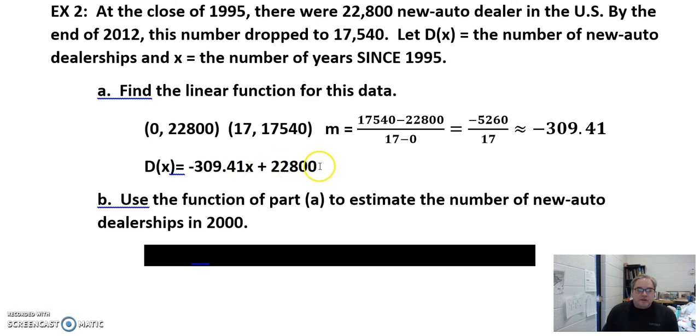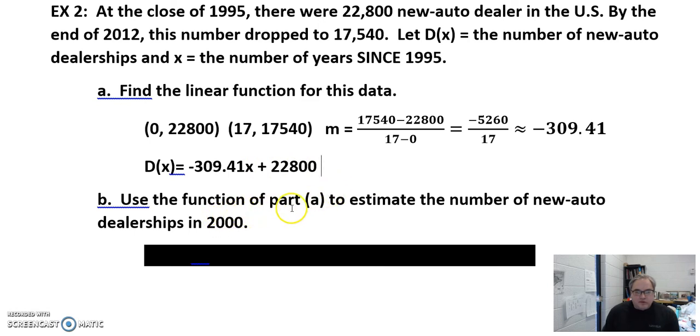D of x becomes negative 309.41x plus 22,800. So the question is, why is that 22,800? Well, you have to remember, we rescaled 1995. So if this is 0, 22,800 represents my y-intercept. This is the y value of my y-intercept. Now I can go through the process of finding the line using the point-slope form, but this works.